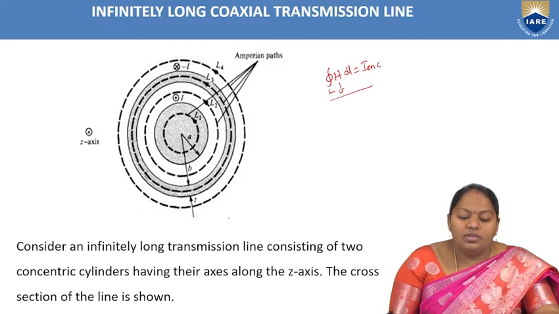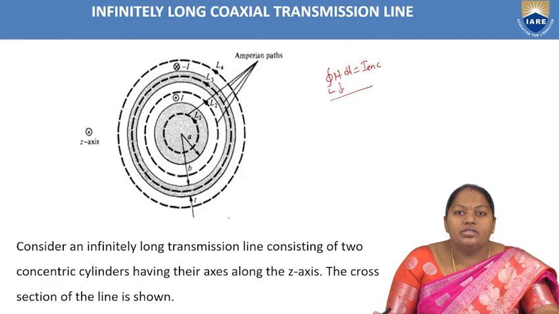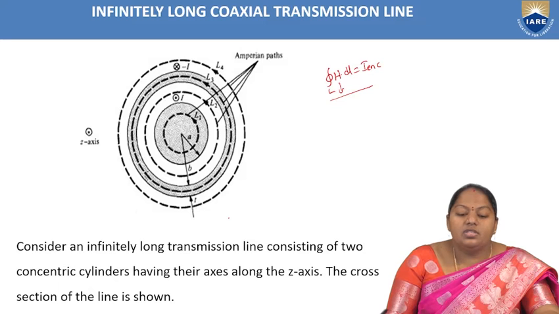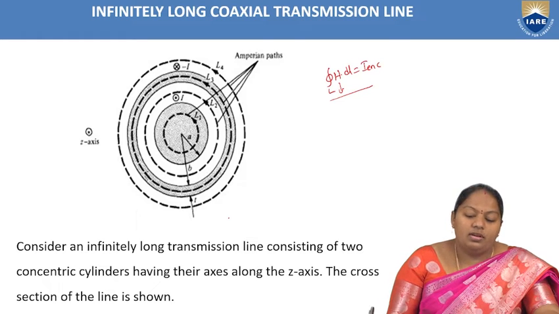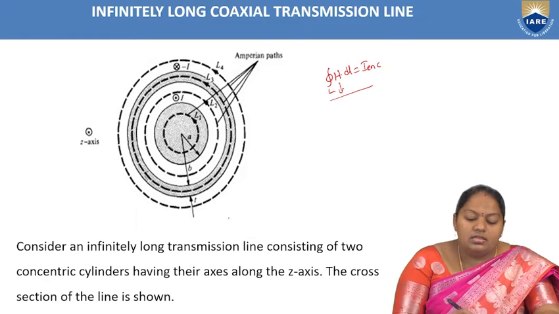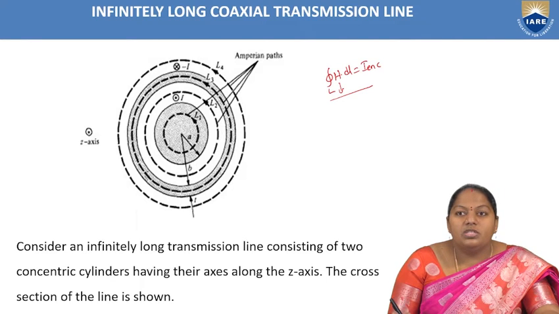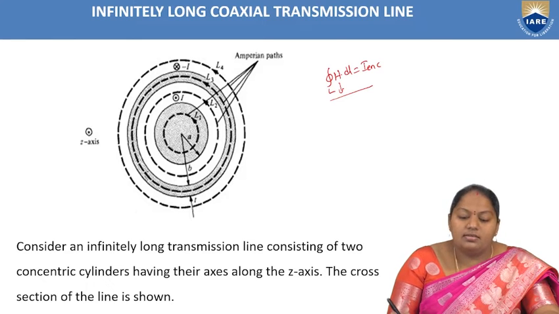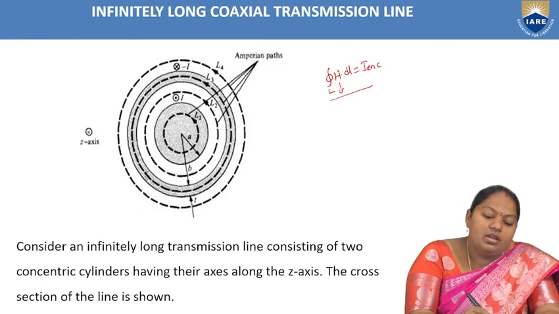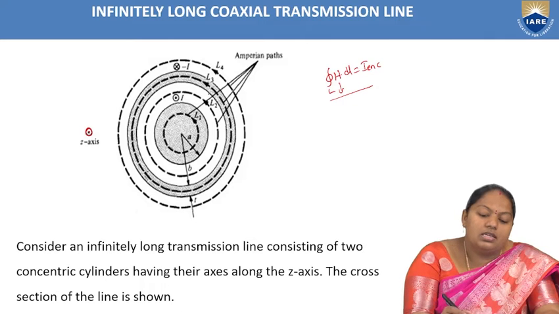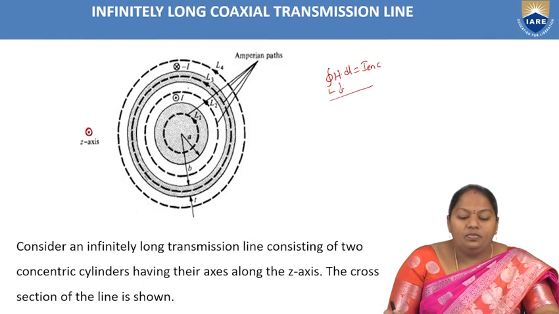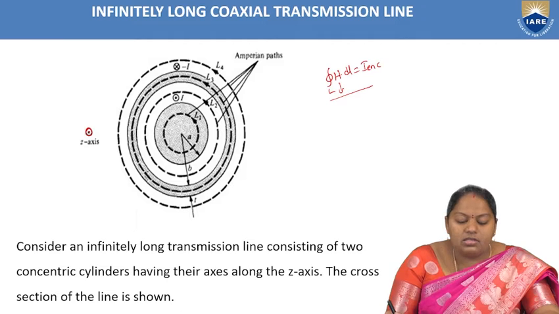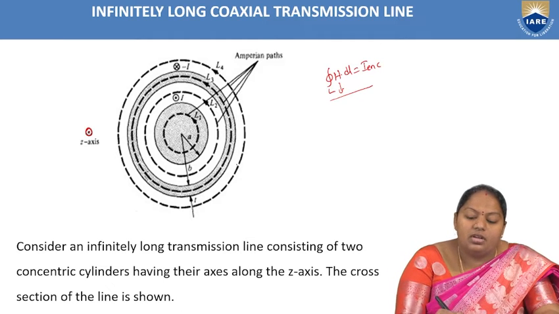So here is one of the applications of Ampere's law which we are going to learn now, that is the infinitely long coaxial transmission line. In order to analyze this, we have considered an infinitely long coaxial transmission line consisting of two concentric cylinders having their axes along the z-axis. Why? Because in the figure we have considered one z-axis that is out of this plane, and the cross section of the line is as we have considered.